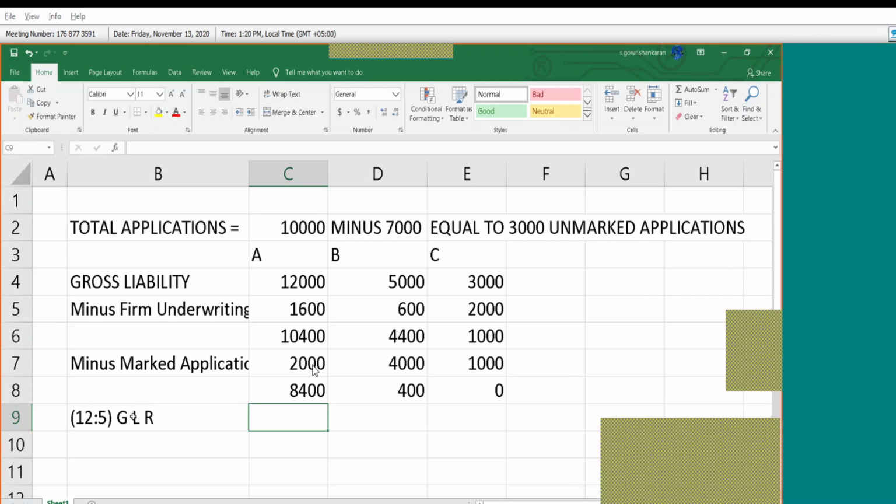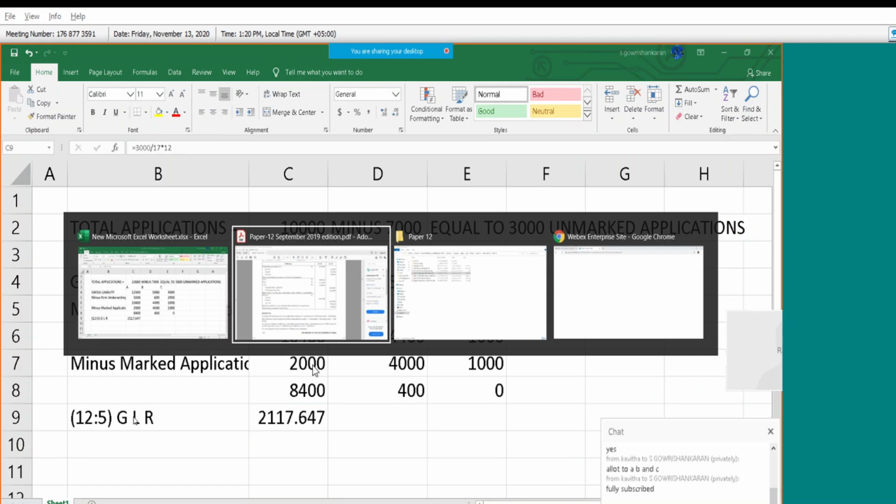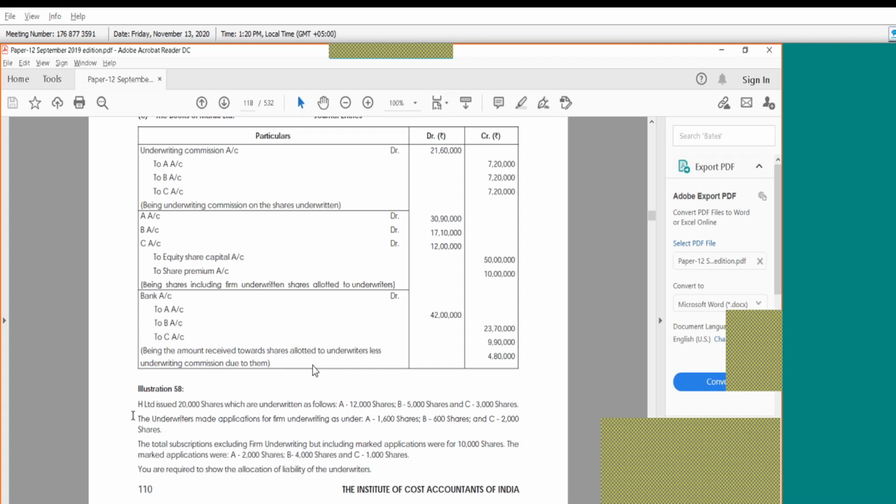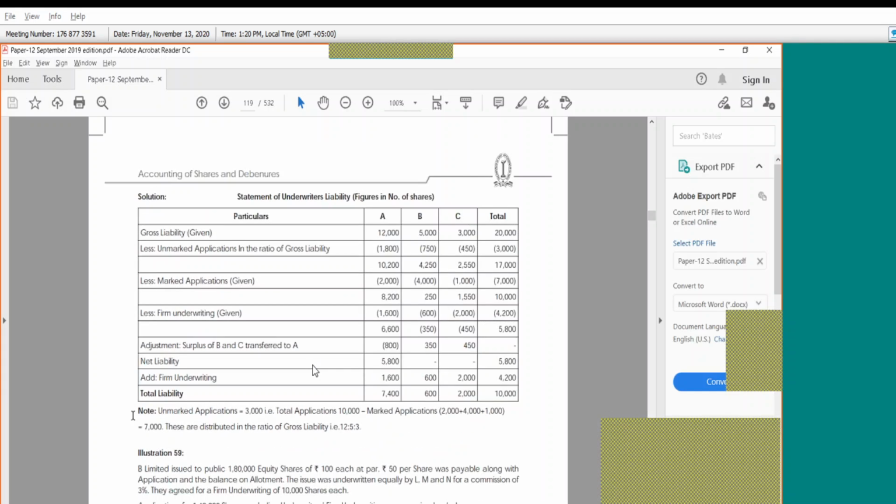So, this can be allotted in 12:5. How to allot that? Equal to 3000 divided by 12 plus 5, which is 17, into 12. That is 2117.647. Is it so? 12:5 only, na?